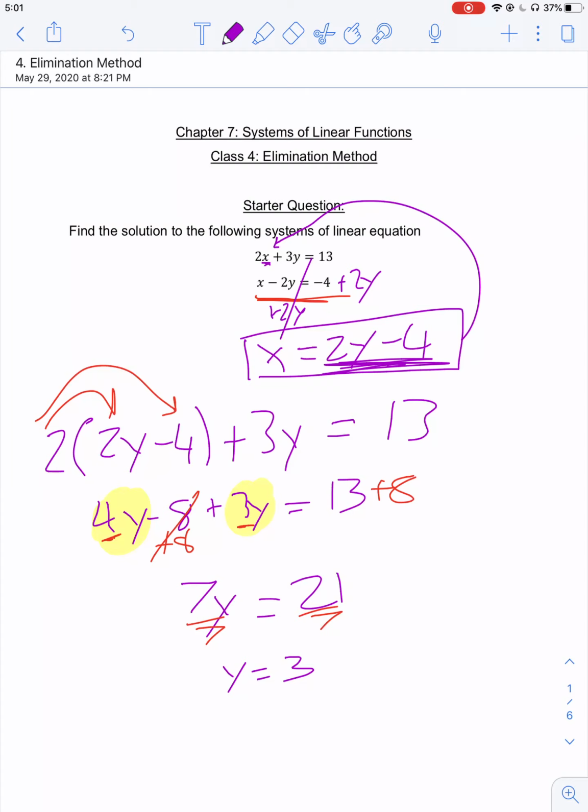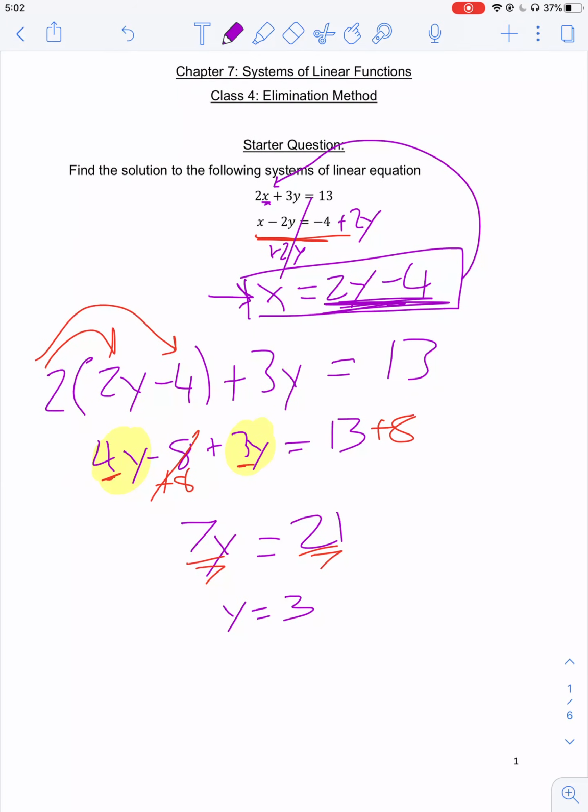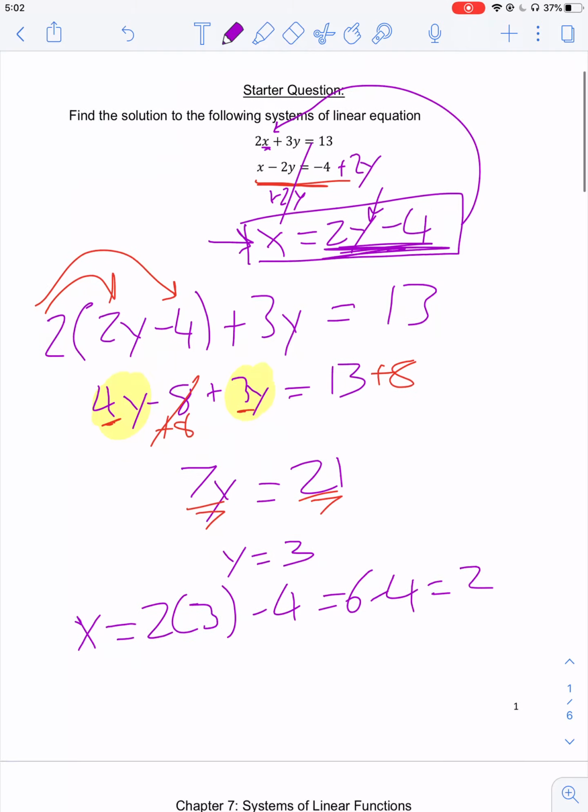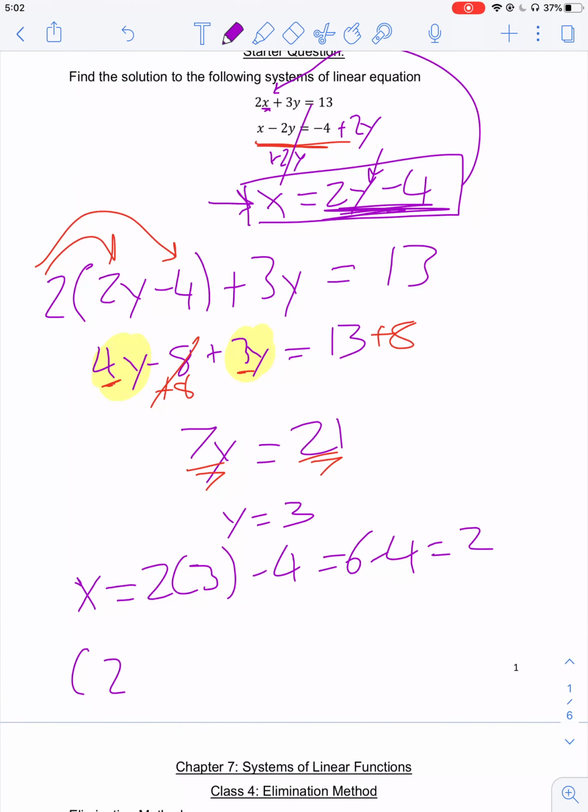And then how do you find the x? Use this equation, because this one is already expressed in terms of x, and then you can easily figure out what x is going to be, right? So x is just going to be 2. Instead of y, I'm going to put 3. So 2 times 3 minus 4. So that's 6 minus 4, which is equal to 2. So your point of intersection is 2 comma 3.